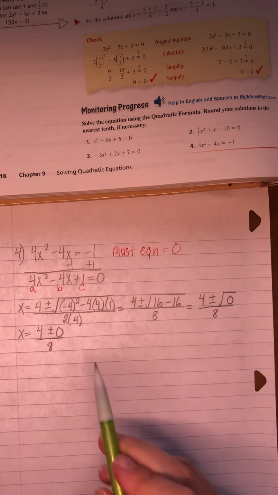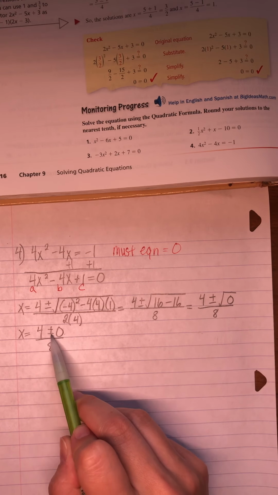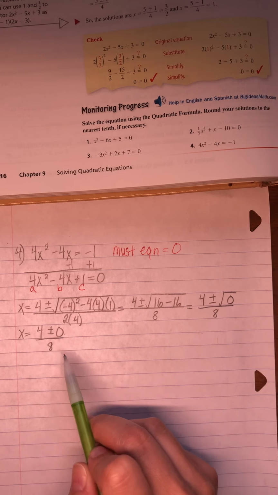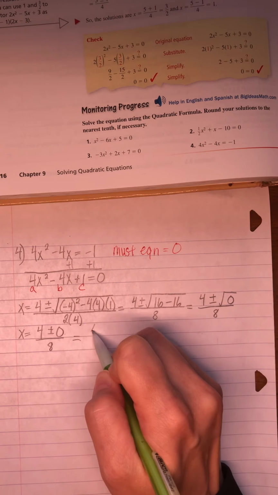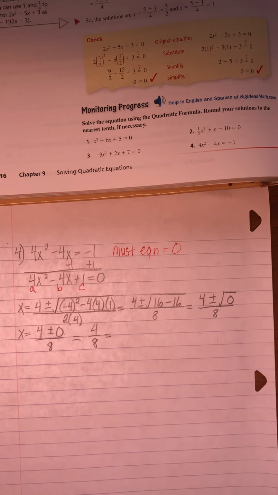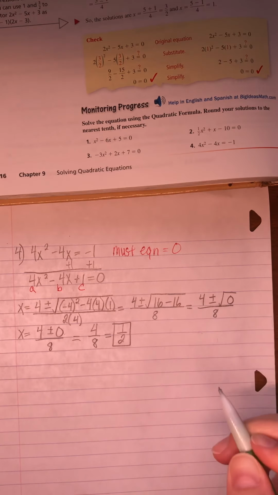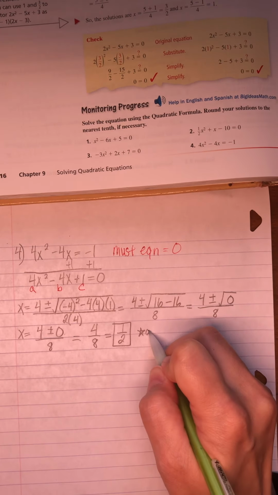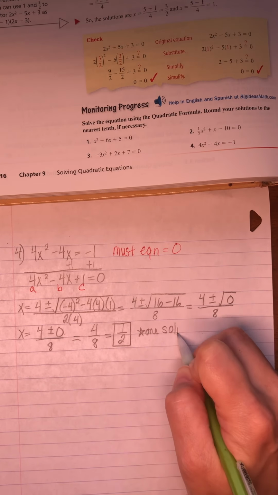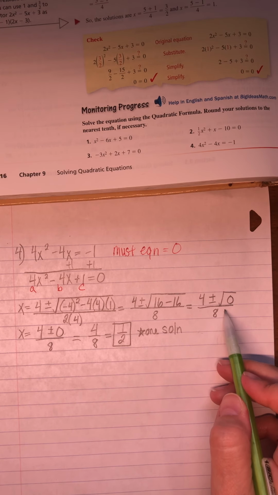Now, if I wanted to, I could split this into the two, but 4 plus 0 and 4 minus 0, both of them are going to equal 4. So again, there's only one answer for this question. Let's reduce it. 4 over 8 reduces to 1 over 2. And this one only has one solution. Again, it's one solution because the number underneath the square root symbol here was 0.